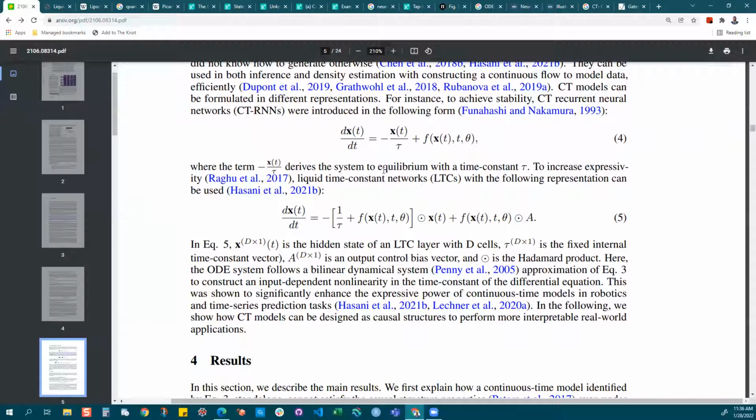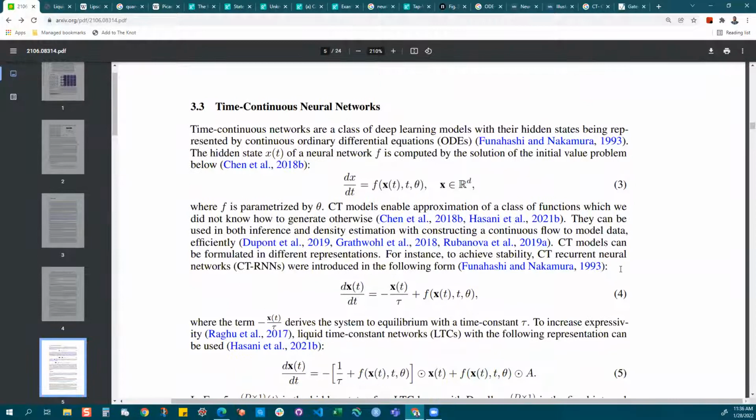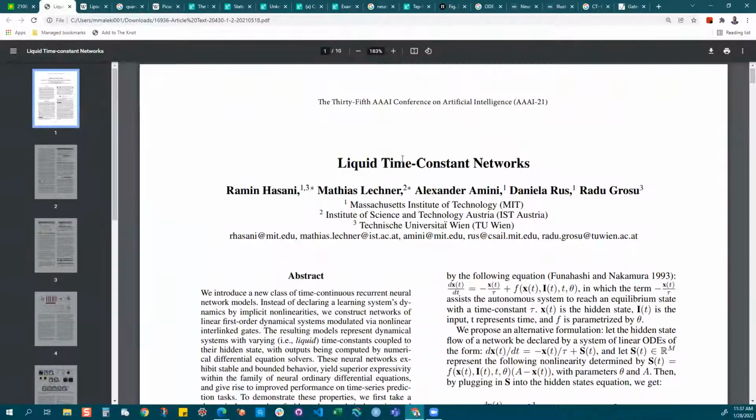They also take one step further to, as they say, increase expressivity, and they make this a liquid time constant network with this following representation. So far in these two equations, equations 3 and 4, they've been talking about time continuous neural networks, but in this form, they now use the term liquid time constant, and they have a paper as I reference here, which is the bedrock of this paper.